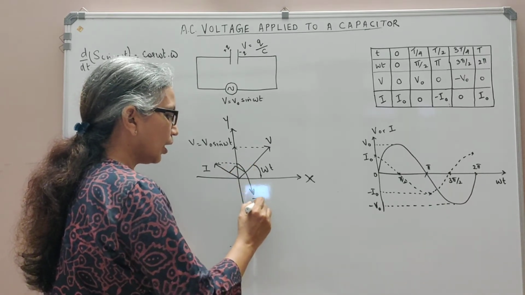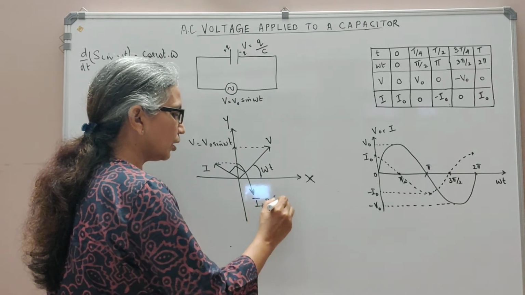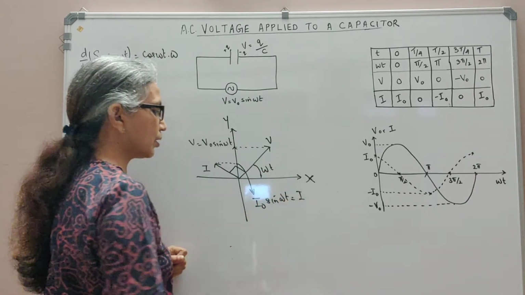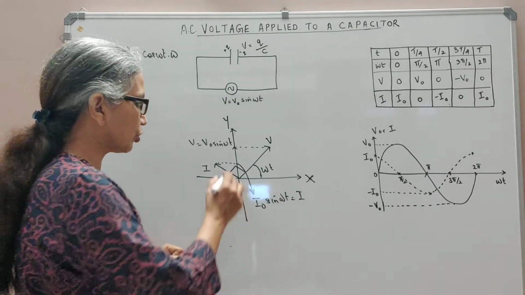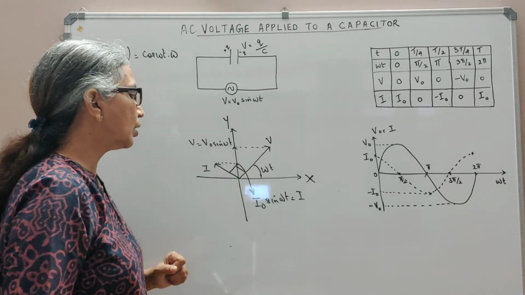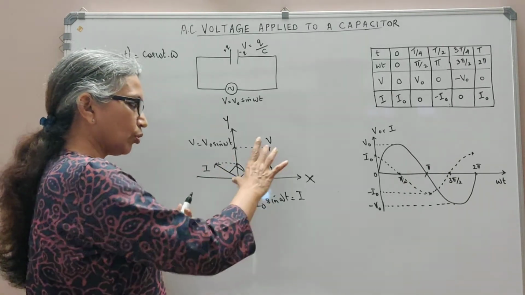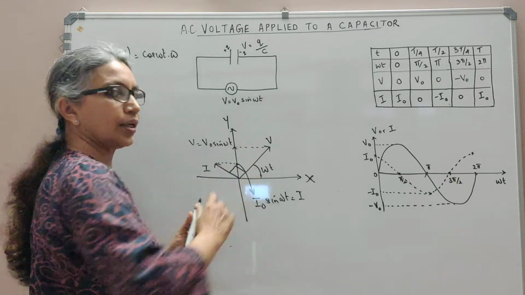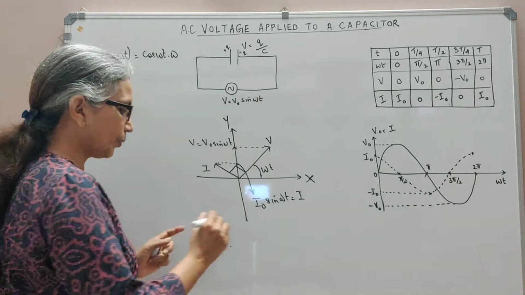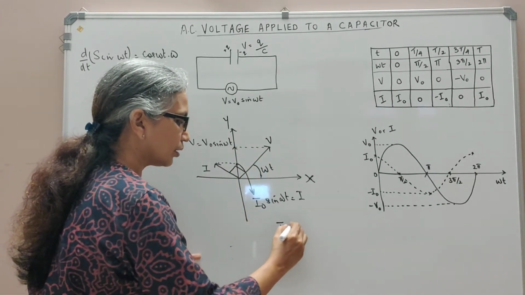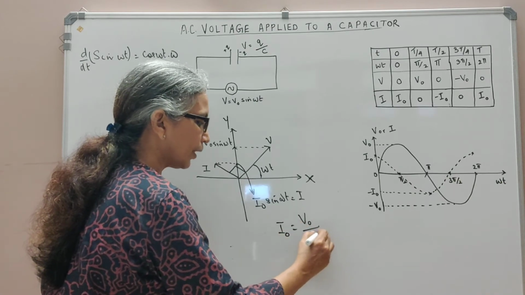So this would be I0 sin(omega t + pi by 2). I'll write it here, which is equal to the instantaneous value of current, the projection of this here. Now you will see that the peak value of voltage should be greater than the peak value of current, simply because you know that the peak value of current in this circuit is V0 by XC.